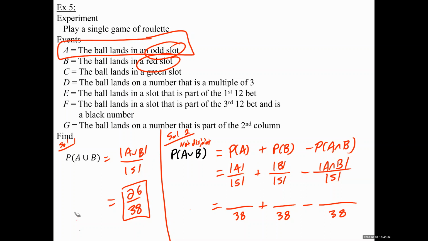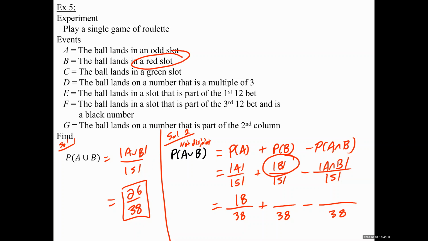How many odd? 18. Yeah. This says count B, which is the red slots. How many red slots on a wheel? 18. Let's see, if you were just to add those, you would have got 36, but the right answer was 26. The reason is because you counted the stuff you shouldn't have counted twice.